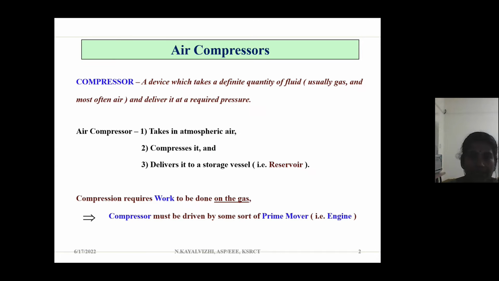A compressor is a device which takes a definite quantity of fluid or air and delivers it at a required pressure. An air compressor takes air from the atmosphere, compresses it, and delivers it to storage vessels such as reservoirs. To do the work on the gas or liquid, the compressor must be driven by some sort of prime mover, just like an engine.